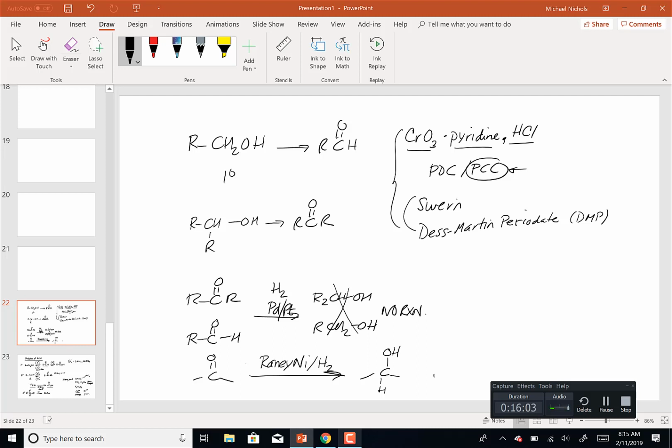And it's really only going to work with secondary and primary alcohols, or secondary with ketones and aldehydes to make secondary and primary alcohols. But you can do it if you use Raney nickel. Raney nickel is a very porous nickel metal catalyst, and so what it does is it allows the hydrogen to absorb very nicely onto its surface, and then it can reduce, whereas just a regular palladium or platinum catalyst won't.